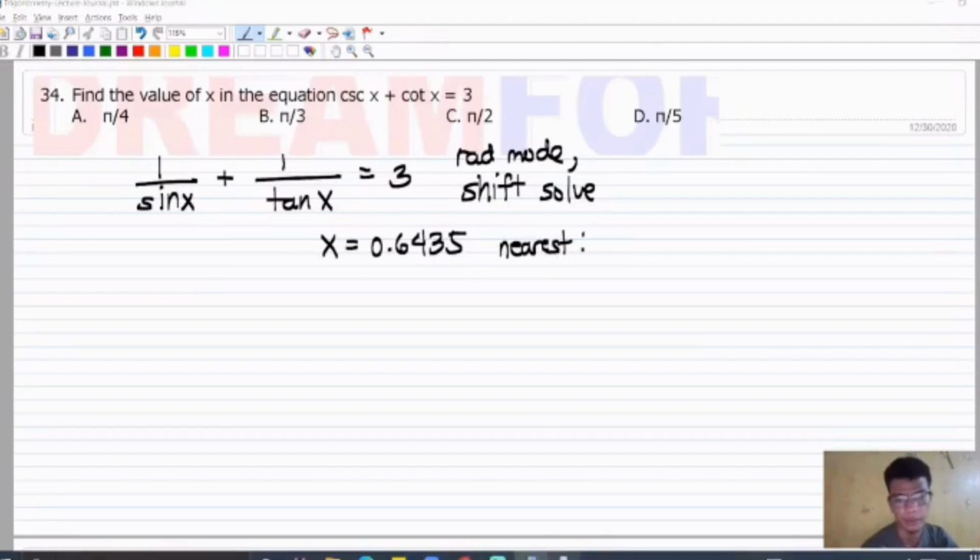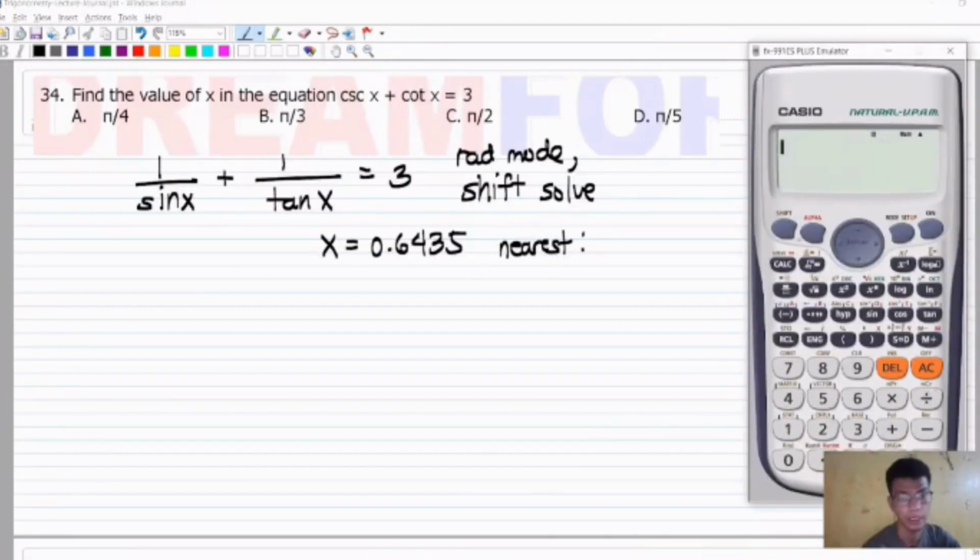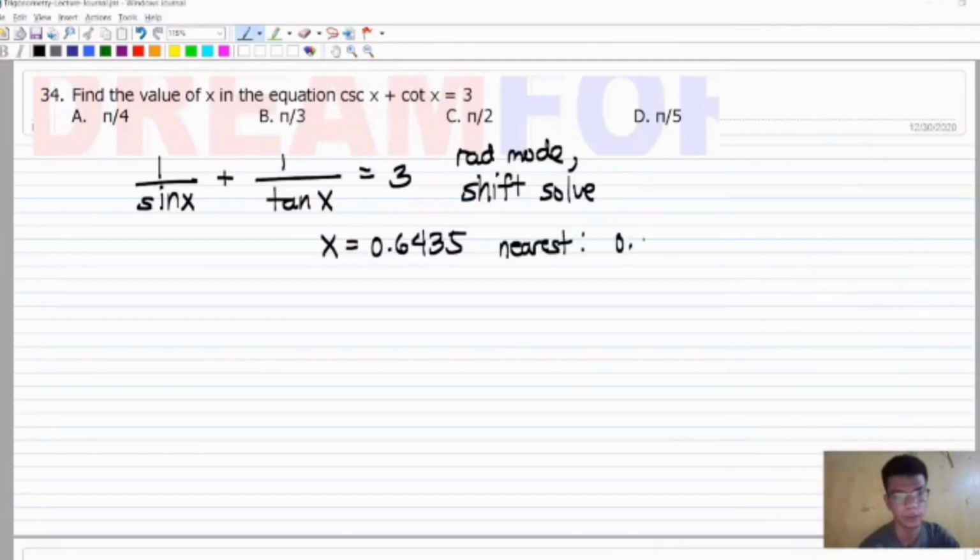Kasi sa apat na choices, walang exact na lumalabas. Tignan natin yung pinakamalapit. Pi over 4, that is 0.785. Ito malayo. Pi over 3, 1.047, hindi na yan. Pi over 2, so hindi natin ito, 1.57 na yan. And pi over 5, ito na siguro ang pinakamalapit kasi nag-0.6 na siya. So, 0.628 or pi over 5. Letter B ang ating answer.